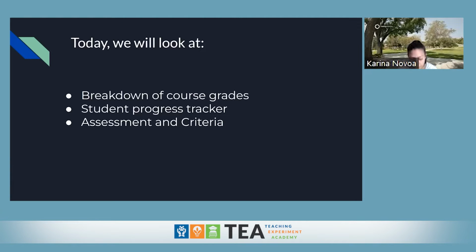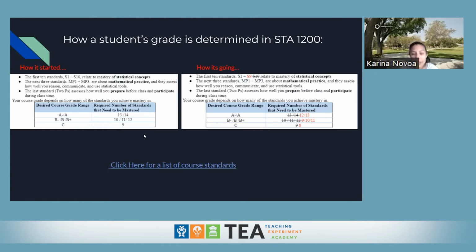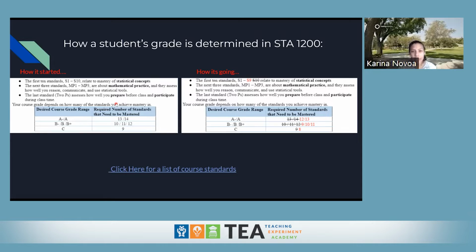So throughout these parts, I'm going to be addressing the strategies that I've implemented, and then also addressing some of the issues that I have experienced and the adjustments that I have made. How is a student's grade determined in my Stats 1200 course? So essentially, my students' grades are going to be dependent on how many standards they achieve mastery in.